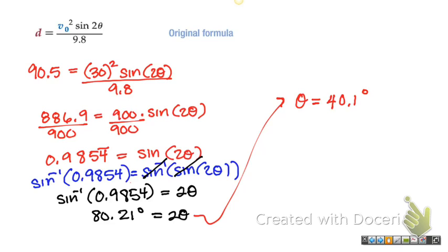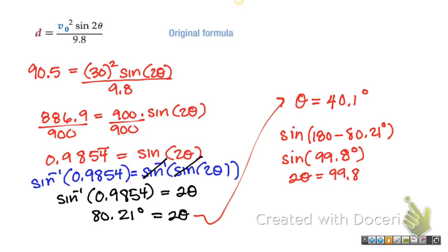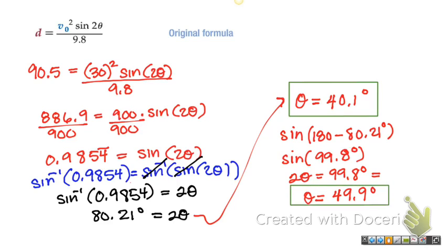If we're in the second quadrant, then this is going to be the sine of 180 minus 80.21 degrees, which gives us the sine of 99.8 degrees. So 2 theta equals 99.8 degrees, and theta equals 49.9 degrees. So we got two answers for this one. We get this one and this one.